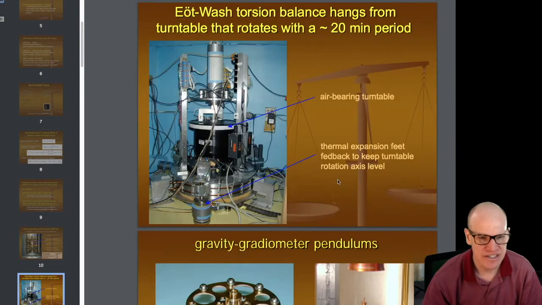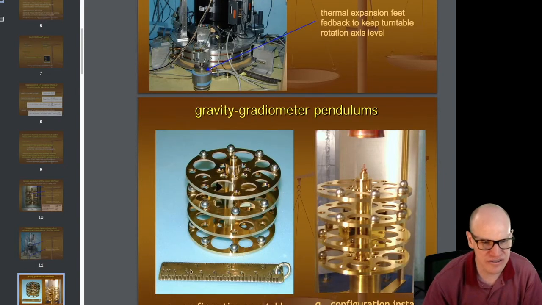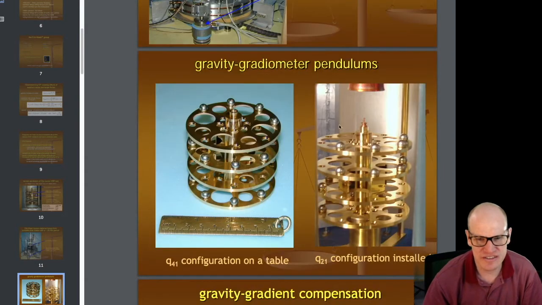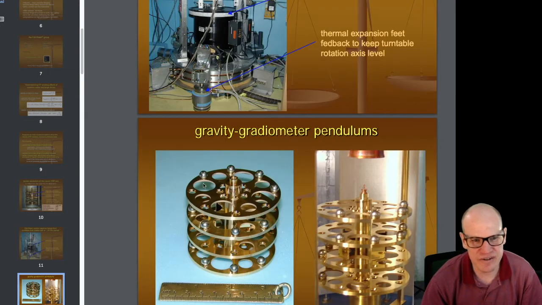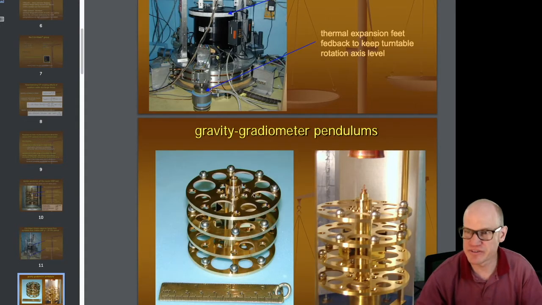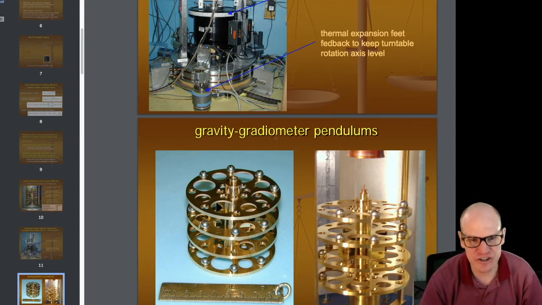All right, so it hangs, it's got this thing. This is what the array looks like. It's about 10 centimeters across. It's got these different trays. These are masses where they can place these steel balls. The trays here have a variety of different holes in them that you can place the masses that you want to test. This is measuring as a gravity gradiometer.